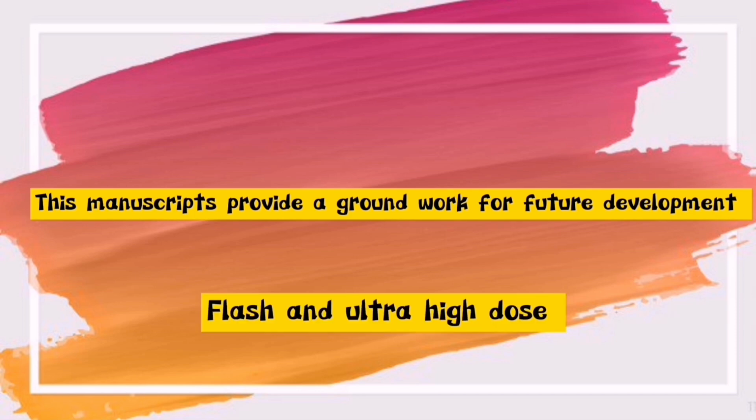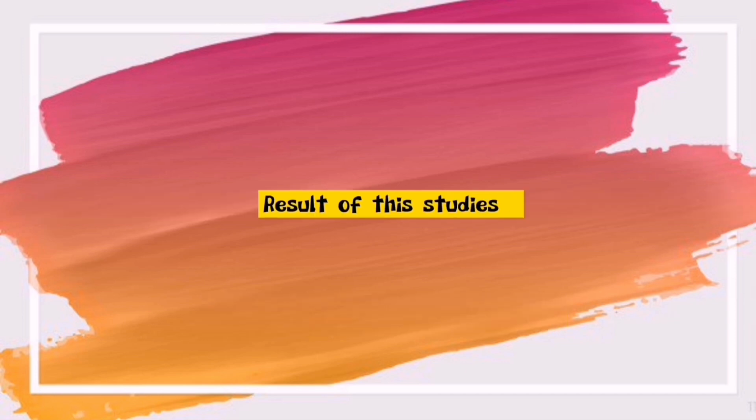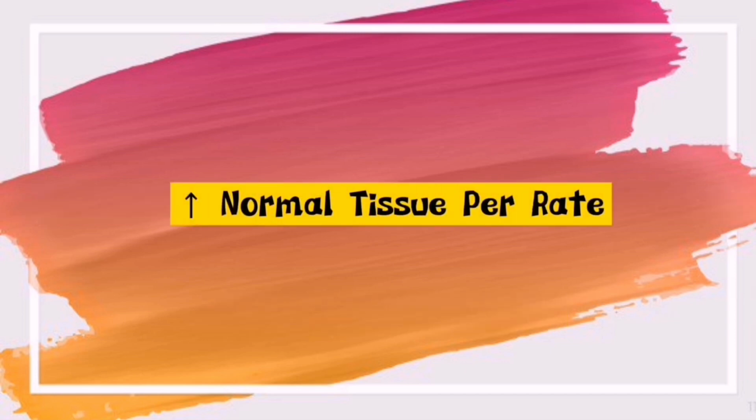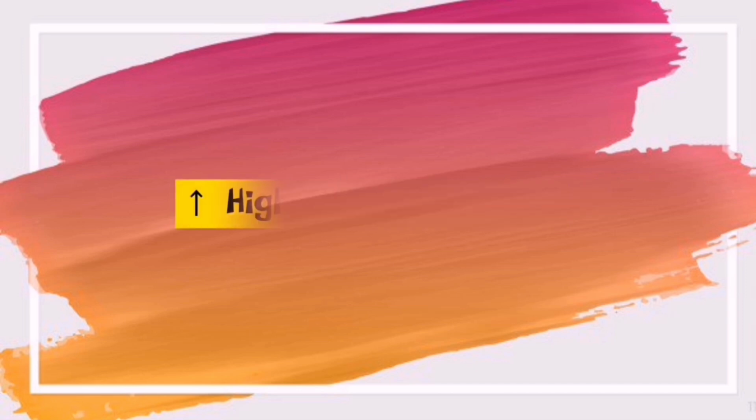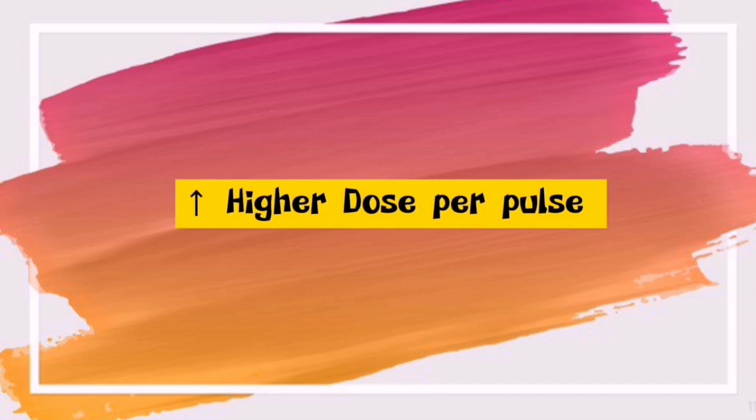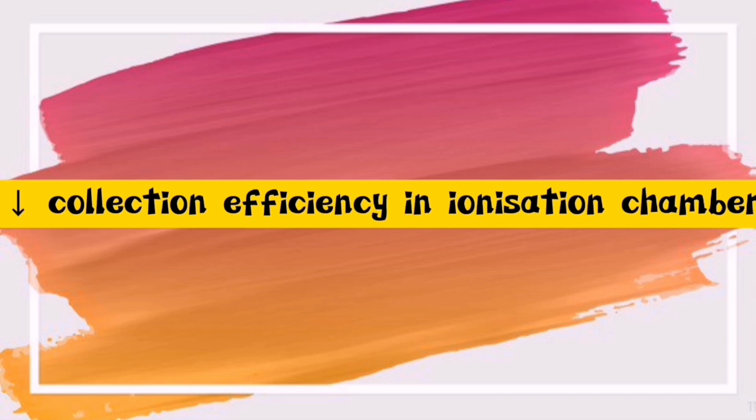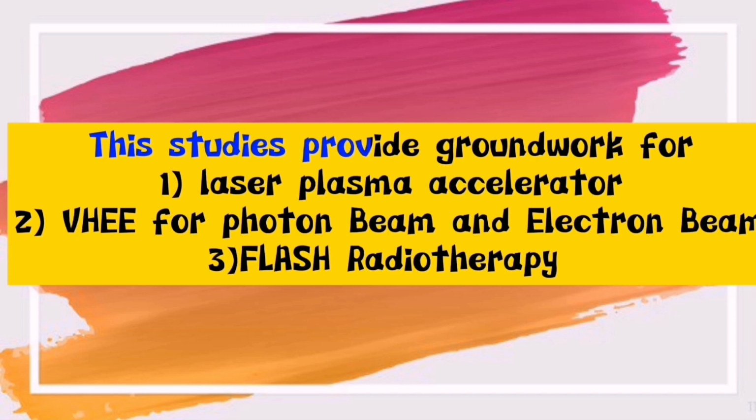The result of this study showed that better normal tissue sparing is obtained by delivering a lower number of pulses and hence higher dose per pulse, which will decrease the collection efficiency in the ionization chamber. This study provides a groundwork on which a wide variety of further dosimetric studies in high dose per pulse radiation, including laser plasma accelerator, VHEEs, and electron and proton FLASH radiotherapy, can be conducted.